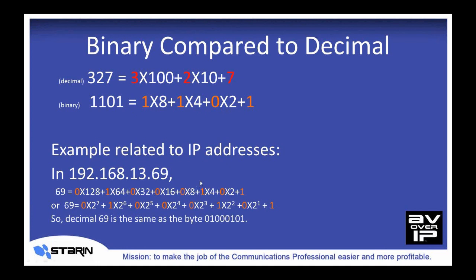So if we look at the binary within an IP address, often it's important to look at the binary that's in the last byte or the last 2 bytes. If we take the number 69 and we represent the powers of 2, or the 2s, 4s, 8s, 16s, 32s, 64s, and 128, we have 0 128s plus 64 plus 0 32s plus 0 16s plus 0 8s plus 1 four plus 0 2s and 1, and that adds up to 69. As a result, decimal 69 is the same thing as the binary byte 0 1 0 0 0 1 0 1.